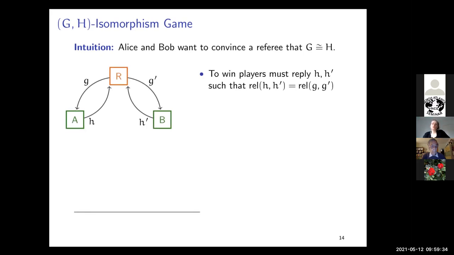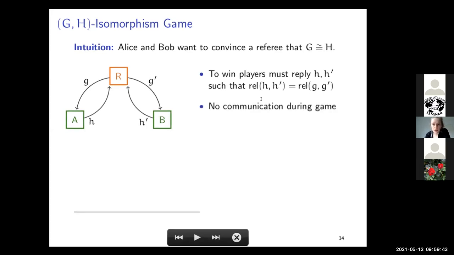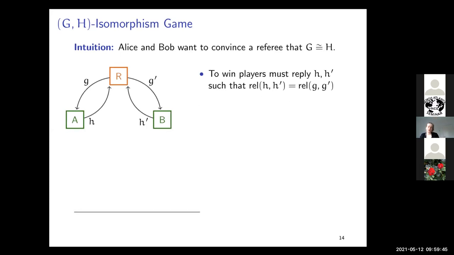For winning, we require that the relationship between the question vertices G and G prime is the same as the relationship between the answer vertices H and H prime. What do I mean by relationship?